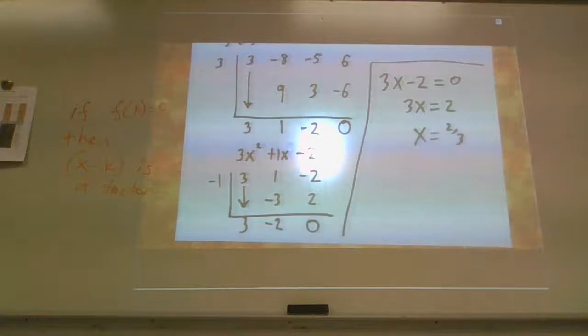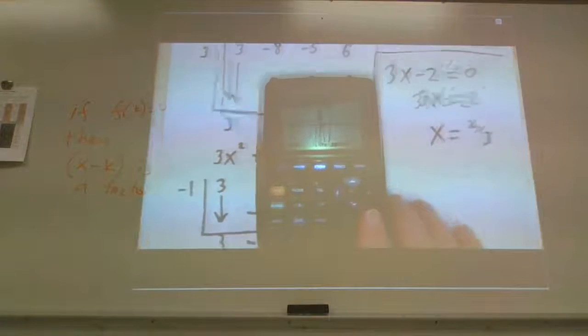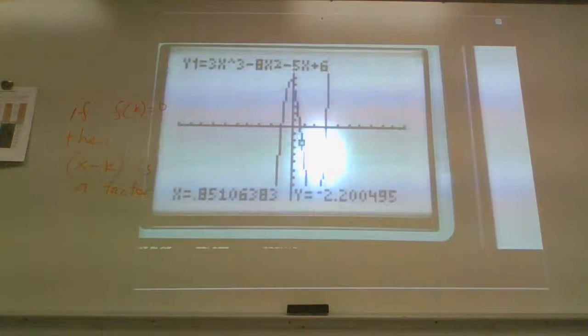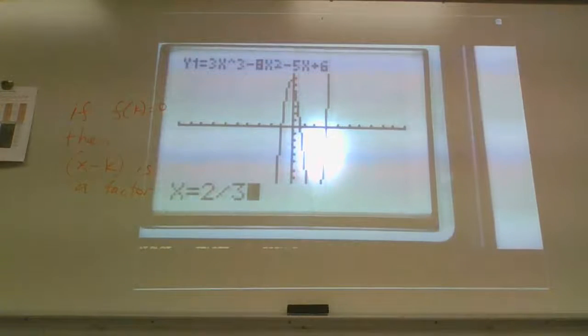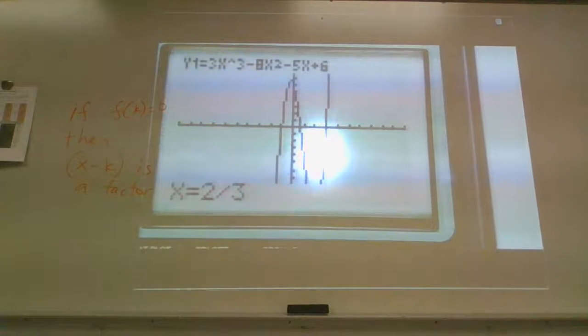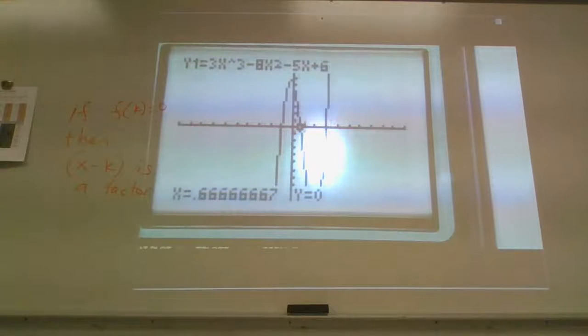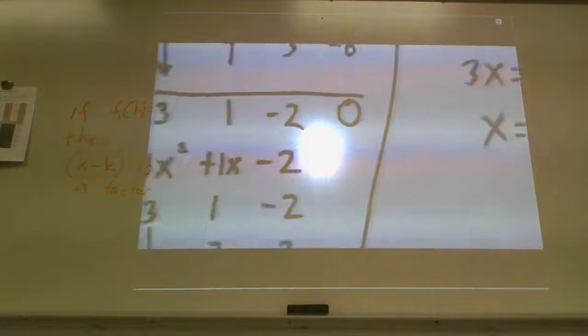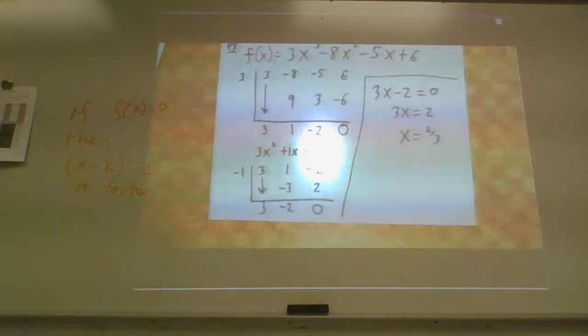Watch. I'm going to zoom in on the graph. Check this out. Zoom in, zoom in, zoom in. Trace 2/3. Now, when I hit enter, X won't say 2/3. X will say 0.6, repeating with like a 7 at the end. But look at the Y value. There it is. You could try to guess, and you might get it. But the thing is, you don't have to guess.